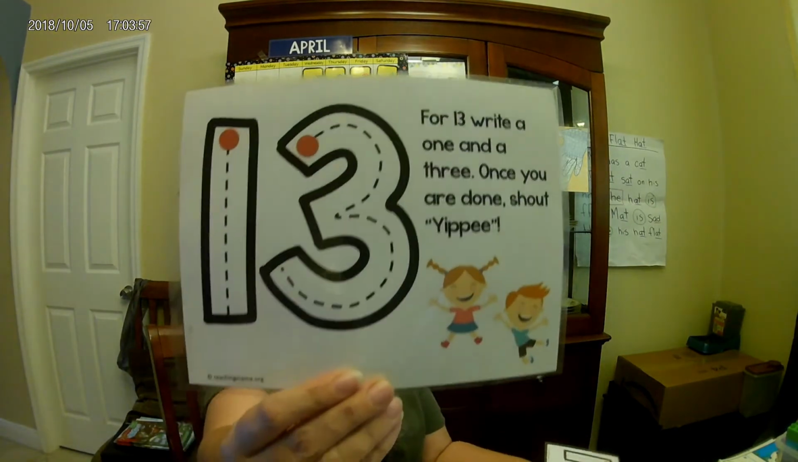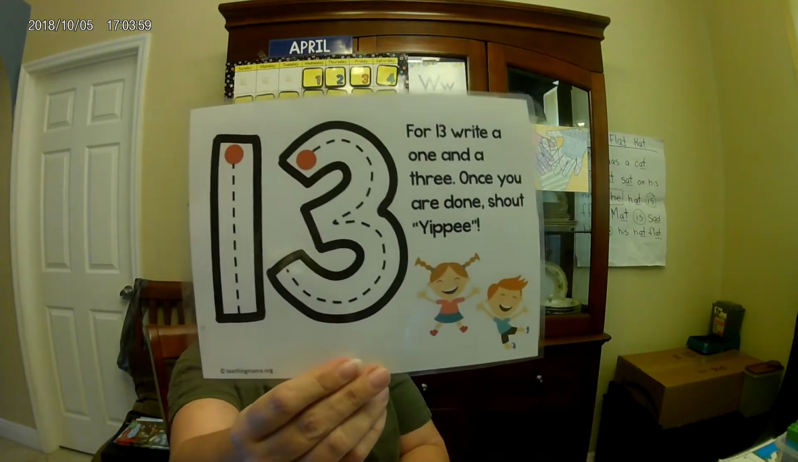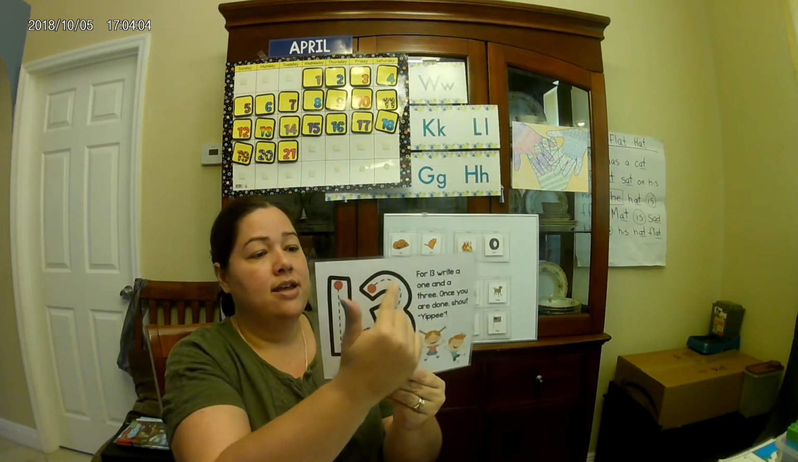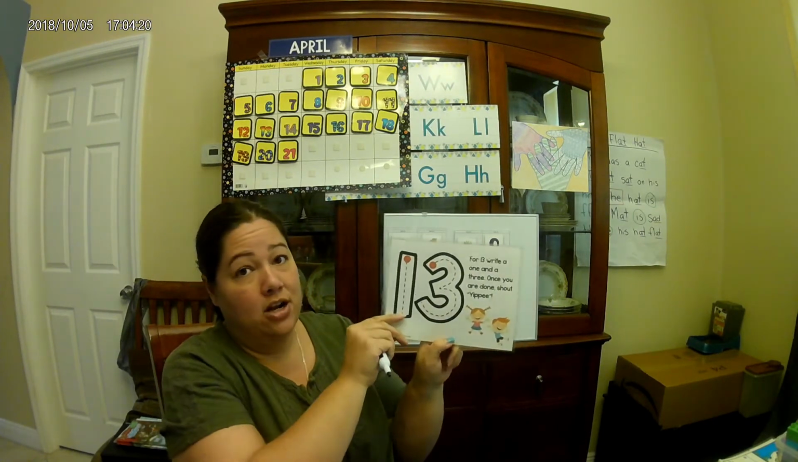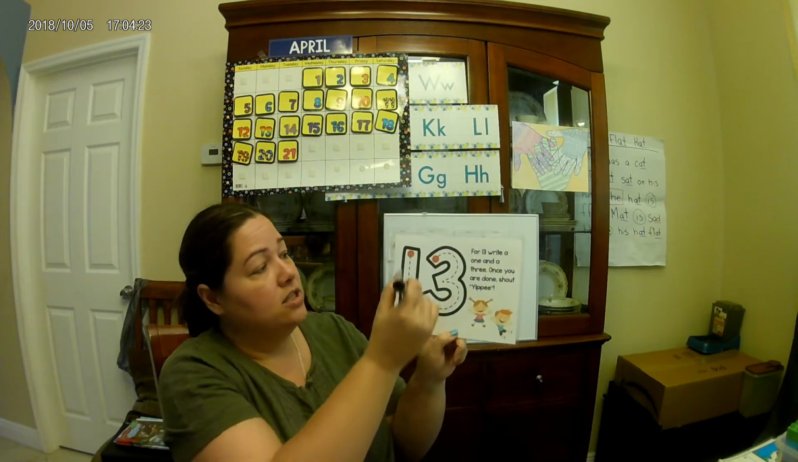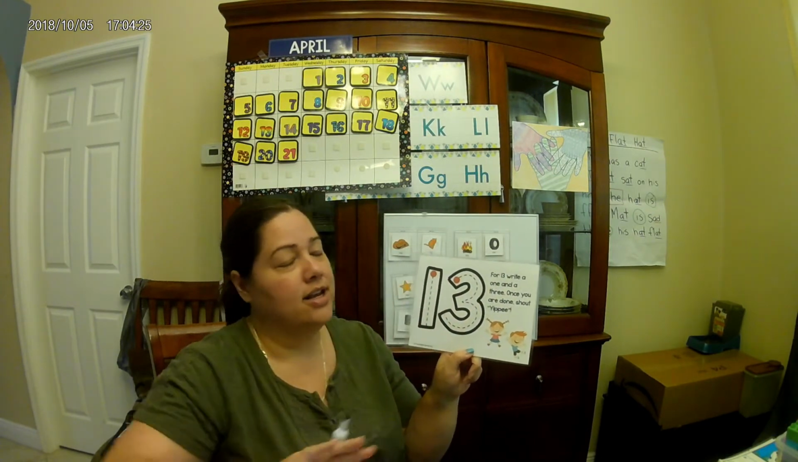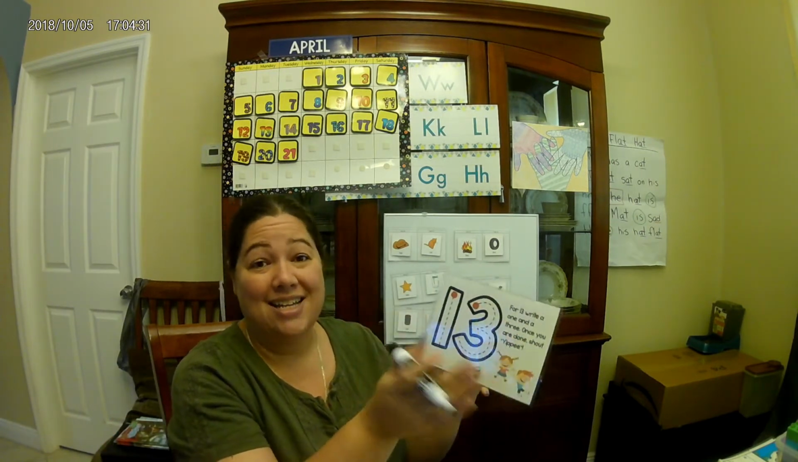So let's see, we have the number 13, which is the number 1 and a 3, okay? So I want you to say this along with me at home. So ready? 1, 3, 13. Your turn. 1, 3, 13. Very good. All right, so for the number 13, we put the 1 first, okay? So when we're making our number 1, we're going to start here at the red dot. So we always start at the top, right? I tell you, you're going to hear that lots and lots of times from me. Always start at the top to make the proper letters and numbers, okay?